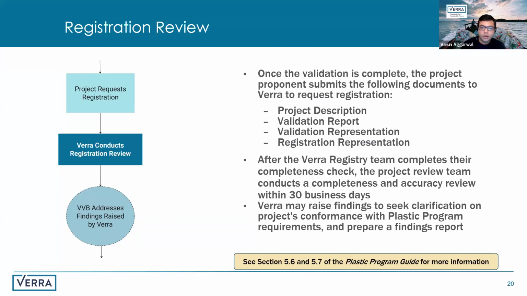In addition to that, there is a thorough accuracy review by our team, that is the project review team, which takes up to 30 business days. During this review, we assess thoroughly whether all the rules and requirements are being met and how conformance is being demonstrated with the various program rules and requirements. As a result of this review, we may raise findings, which could be in the form of clarifications or requests for more information to ensure that all the program rules and requirements are being conformed to, and those are raised in the form of a project review report, which is shared with the VVB once it's ready. Sections 5.6 and 5.7 of the plastic program guide provide more information about these steps.